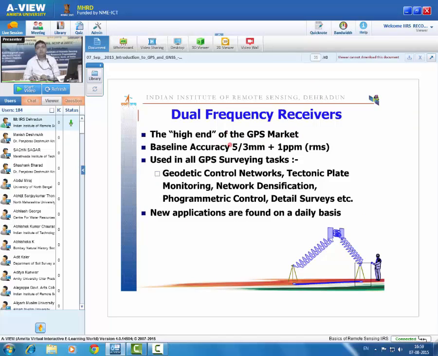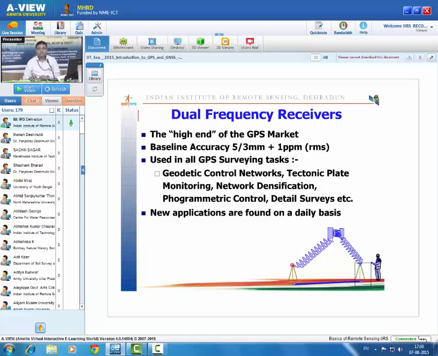Whereas with dual frequency receivers, we get even more accuracy, 5 to 3 mm plus 1 ppm. The latest receivers are giving about 3 mm plus 1 ppm accuracy. These are used for geodetic control networks, tectonic plate monitoring, network densification, national network creation, photogrammetric control, and very detailed surveys where highly precise accuracies are required. Theoretically, they do not have a limitation like the 15 kilometers we have in the case of single frequency receivers.